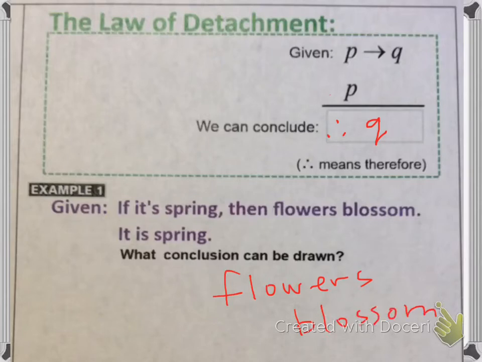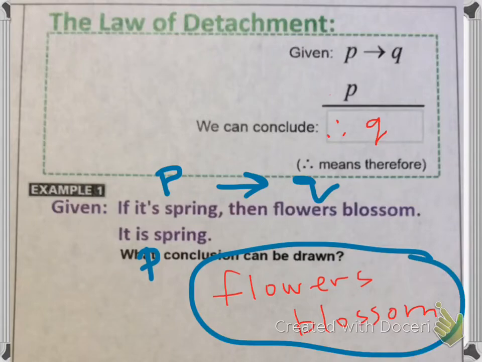But if we were like, I don't know what we can conclude from that, then there's an easier way to do that with the symbols. We could say that P represents the spring and Q represents the flowers blooming. And we know that if P happens, then Q happens. So if we went up here to the rule, if P then Q, and they gave me P, then I know that Q is going to happen. So that's the way that rule works.